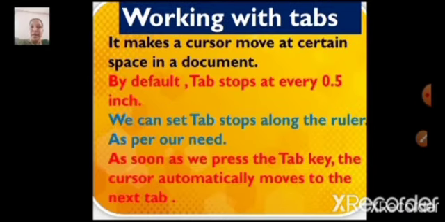Here it makes the cursor move a certain space in a document. According to the space set by you, the cursor moves when you use the tab. By default, tab stops at 0.5 inch, that is 5 spaces. Once you press the tab key, the cursor moves 5 spaces forward. If you set the tab stop for 3 inches, the cursor moves according to those spaces.